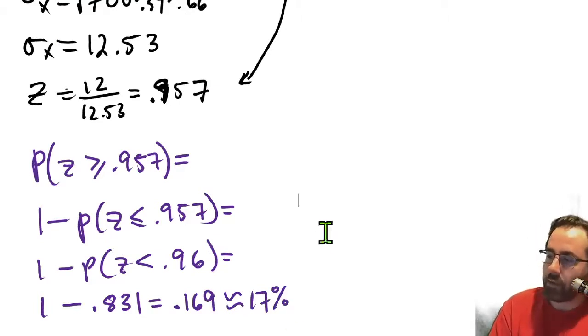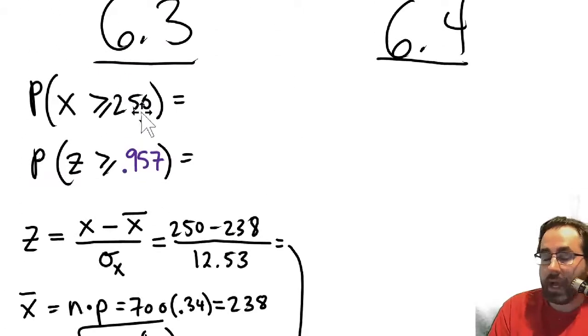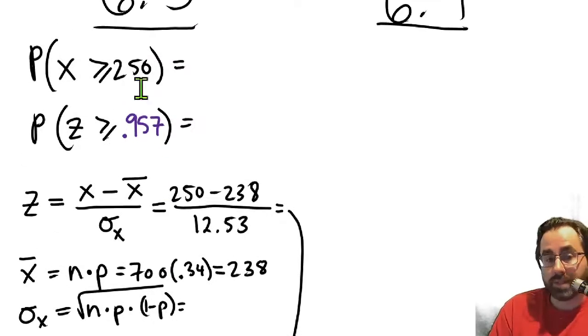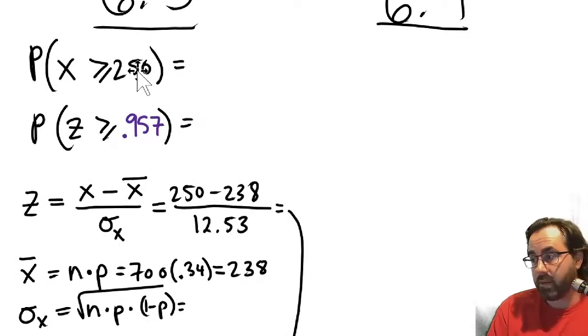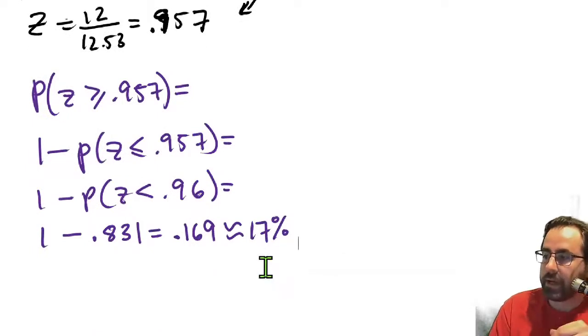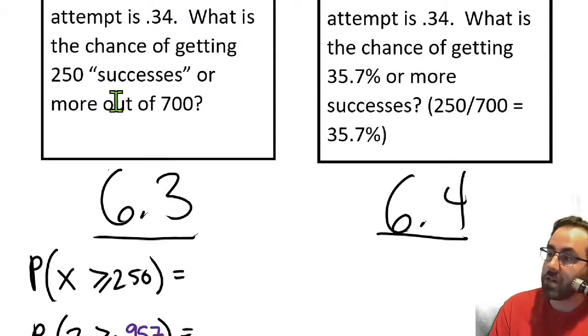And remember what we said at the beginning. The chance of getting 250 or more has to be less than 50%, because 238 is the dividing line. It's the mean. So we would expect half the time there to be more than 238, half the time to be less. What percentage of the time is there going to be more than 250? Well, that's not going to happen that frequently. That's going to happen 17% of the time. Okay, so we just did this entire calculation using counts. What's the probability of getting 250 or more successes?